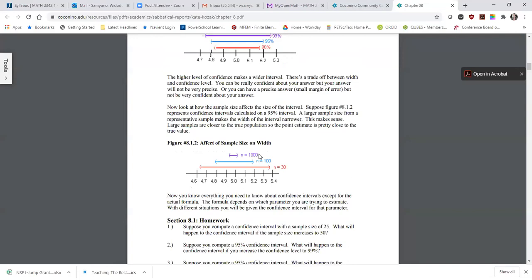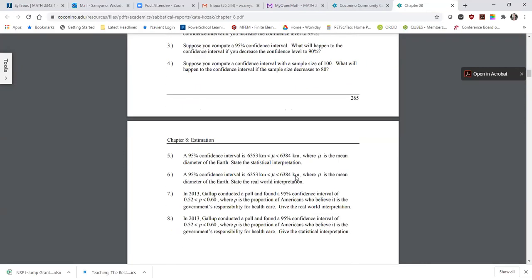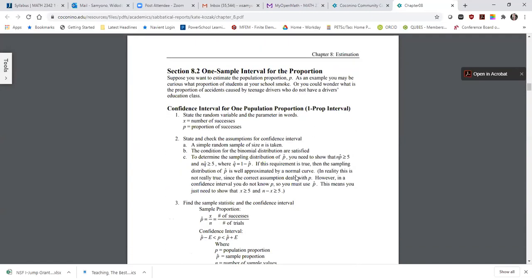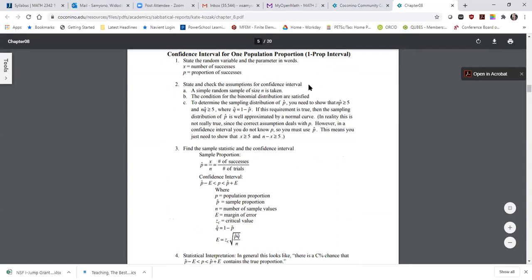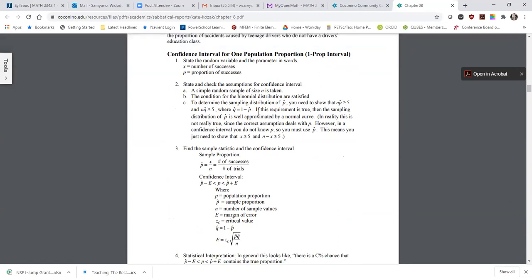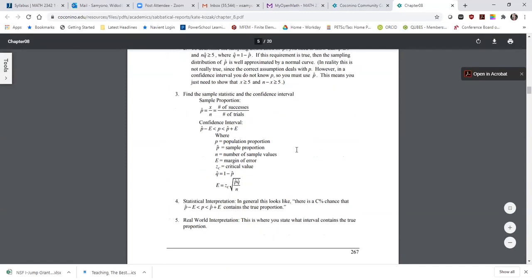So you can see the higher the sample size, the narrower the confidence interval. Okay. Yeah, I think you can see from the formula later on. Okay. So this is the step to find the interval for one population proportion. Okay. Yeah, it's almost the same thing as we did for the hypothesis testing. Okay. But now the difference here is you need to find the confidence interval.